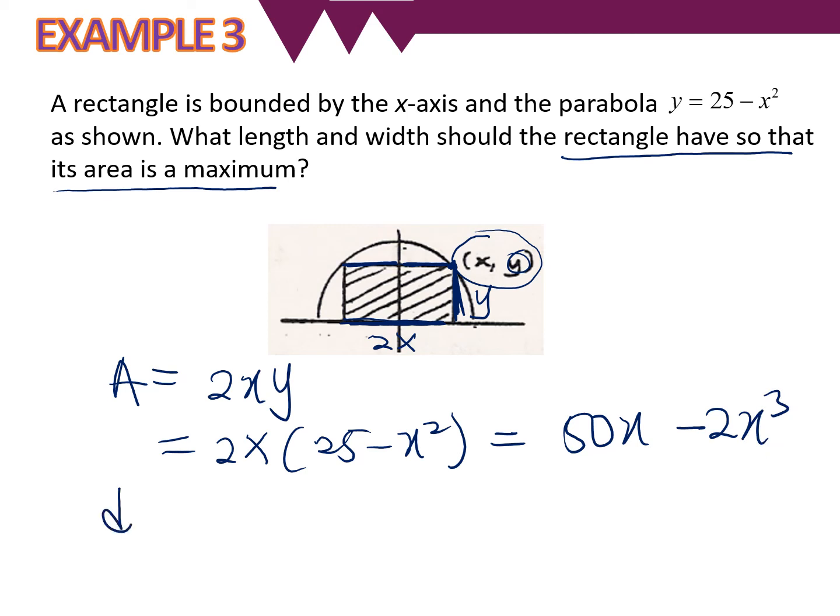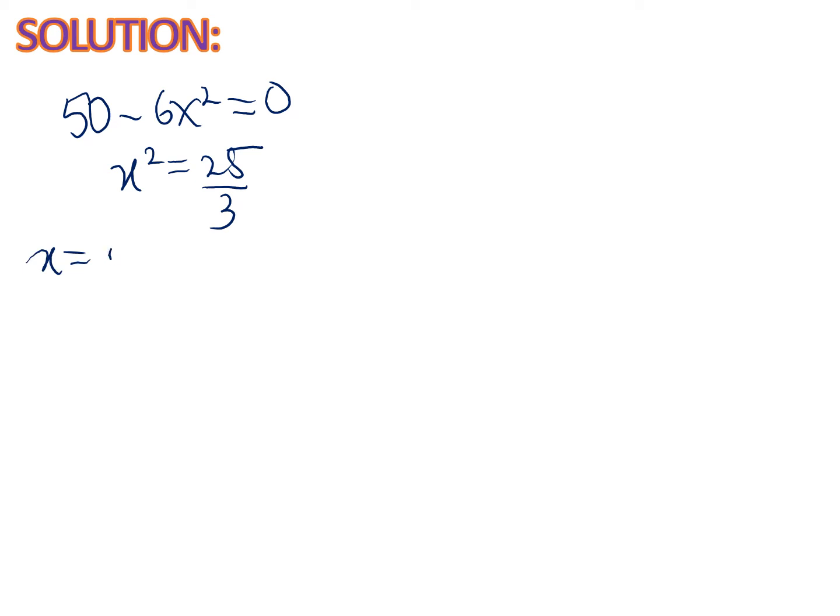Okay, so we differentiate this area with respect to x. We will have 50 minus 6x squared. Then after that, we equate 50 minus 6x squared with 0. So we will have x squared equals 25 over 3. Then x is plus or minus 5 root 3 over 3, and next is negative 5 root 3 over 3.